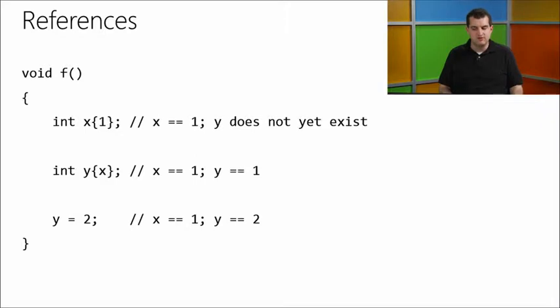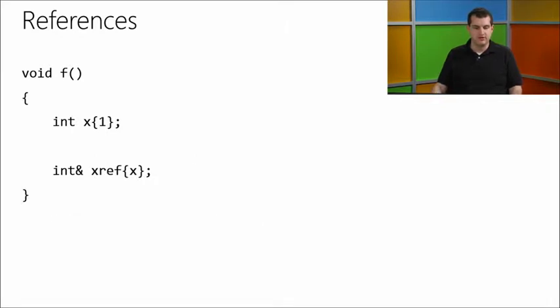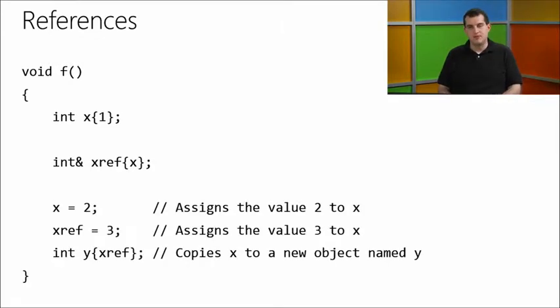In C++, we can also use references, which enable us to give another name to an object. To declare a reference, we just append an ampersand to the type name. For example, here we have an object x, and then a reference to that x object named xref. You can tell it's a reference because it has the ampersand. Anytime you see a type name followed by an ampersand, it means this is a reference. So what does this mean? It means that anywhere we use xref, it's as if we were using x.